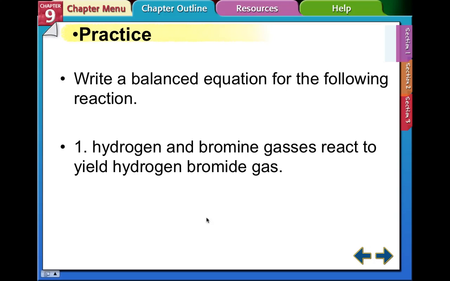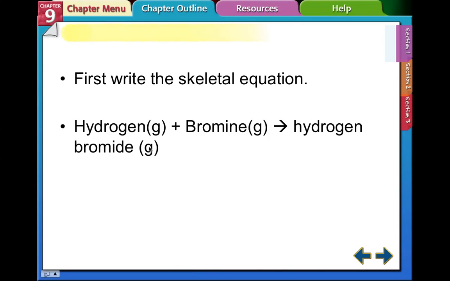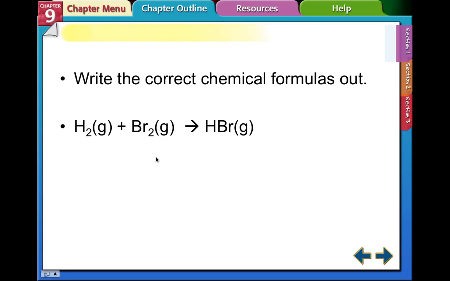So here is your first one. Hydrogen and bromine gas react to yield hydrogen bromide gas. So you're going to have hydrogen, which is a gas, plus bromine, which is a gas, yields hydrogen bromide. Now we need to put that into the correct chemical formula. So you have H2. Remember, this is a diatomic. It cannot be by itself. So hydrogen is H2, bromine is Br2, and then we have yields HBr.